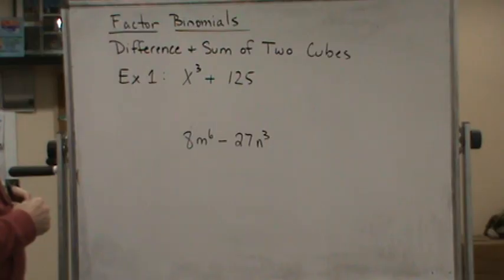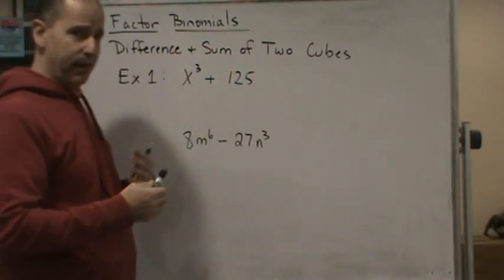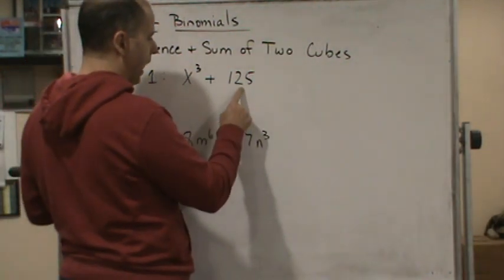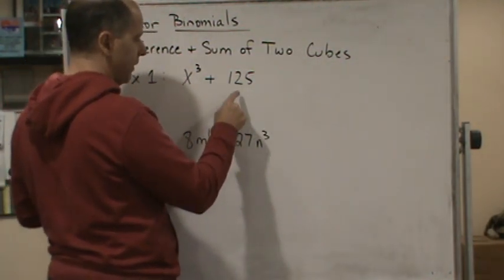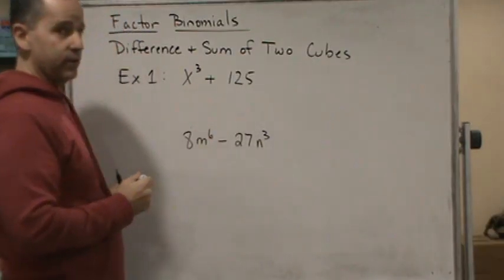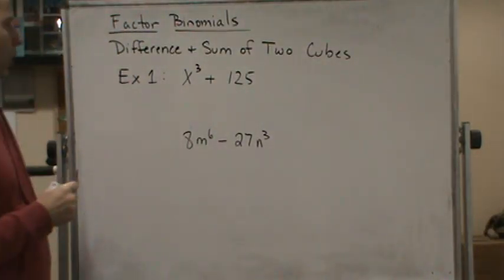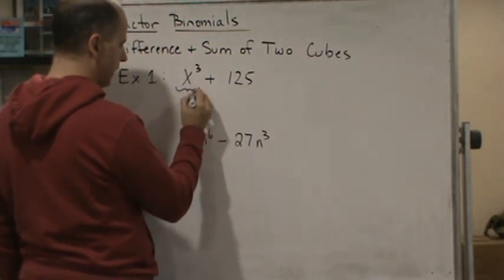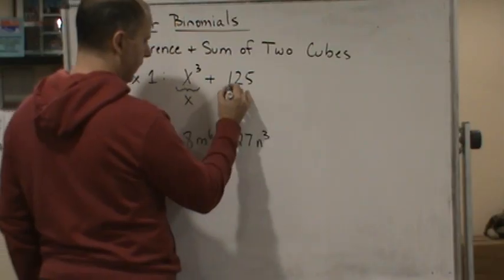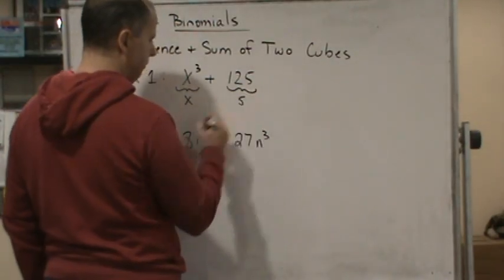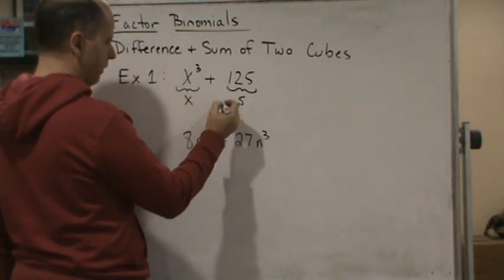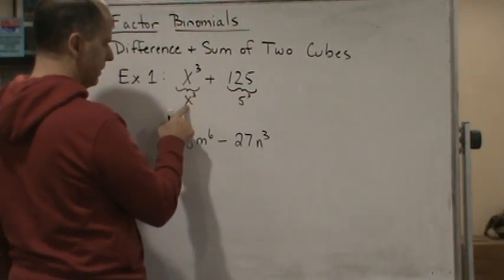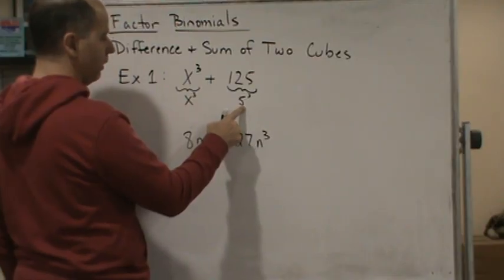Well, if you think about it, again, you have to use your calculator or whatnot, but 5 squared is 25, and then 25 times 5 gives us 125. And so this is 5 cubed, right? So this is going to give us x, and this is going to give us 5, right? So x cubed and 5 cubed, right? So x and 5, so A is x and our B term is 5.